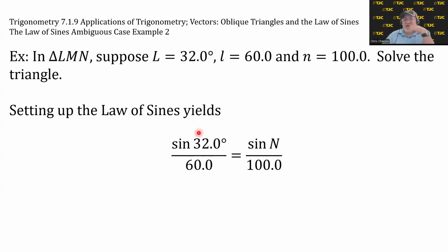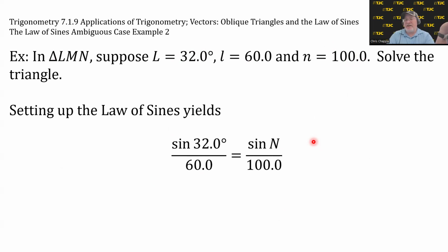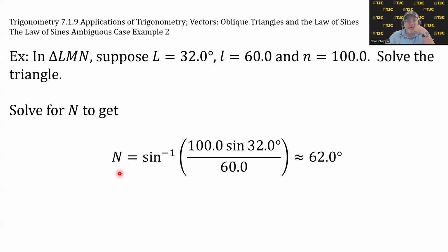Now we're going to set up the law of sines, and with the given information, we would set up sine of L over l, so sine of 32.0 degrees over 60.0, is sine of N over n, since we know side n, so sine of N over 100.0. Let's start solving for N. We would multiply both sides by 100 and then take sine inverse, so let's go right to it. N is sine inverse of 100.0 times sine of 32 degrees over 60.0, which is approximately 62.0 degrees.